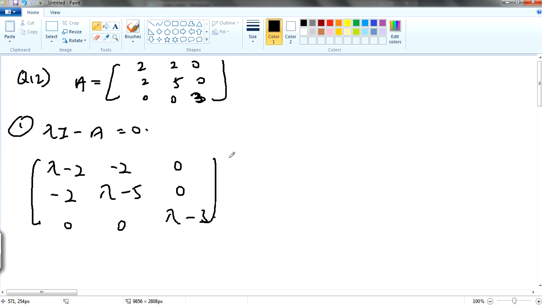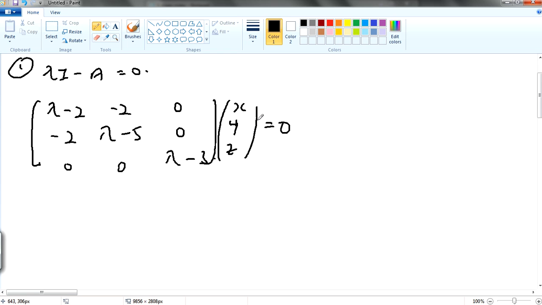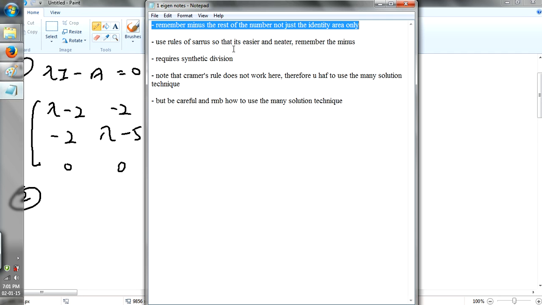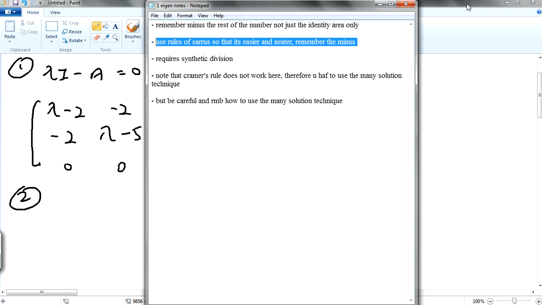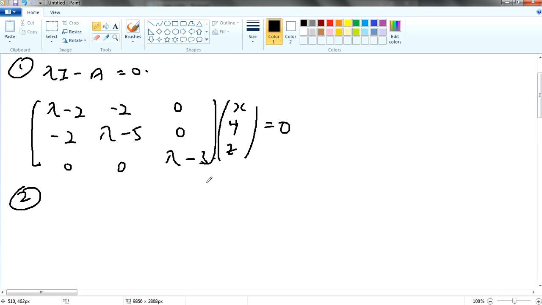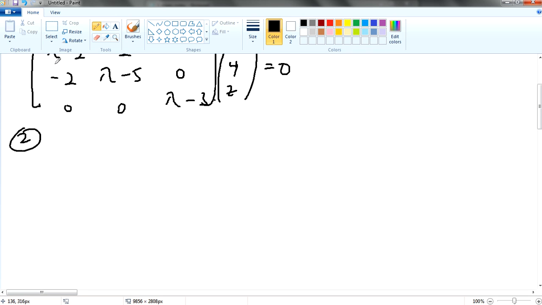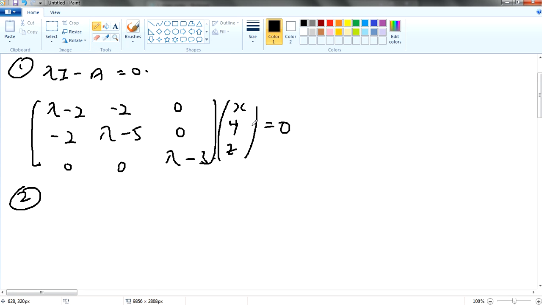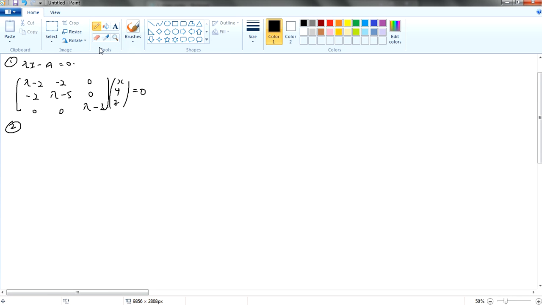So what does this mean is that this is actually this. You're just combining lambda I minus A together as this equals 0. After which, the second step is to use the rules of Sarrus to find our so-called equation so that we can solve for our lambda values. So how do we do it? Give me a moment.